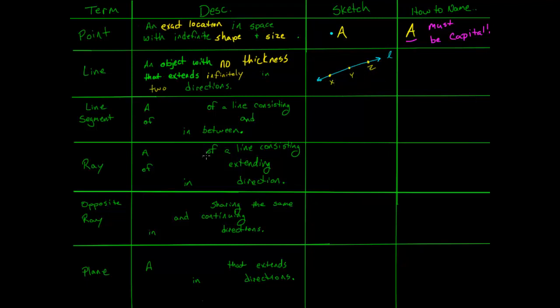X, Y, Z. So now let's talk about how to name a line. We can name this line right here in several different ways. We can take any two points on the line. So we can say X, Y. Now whenever you name this, we have to have the arrows on each side. That is line XY. We can also name it XZ.